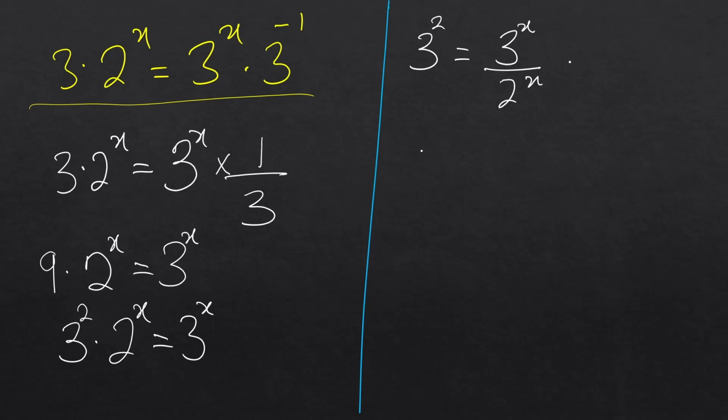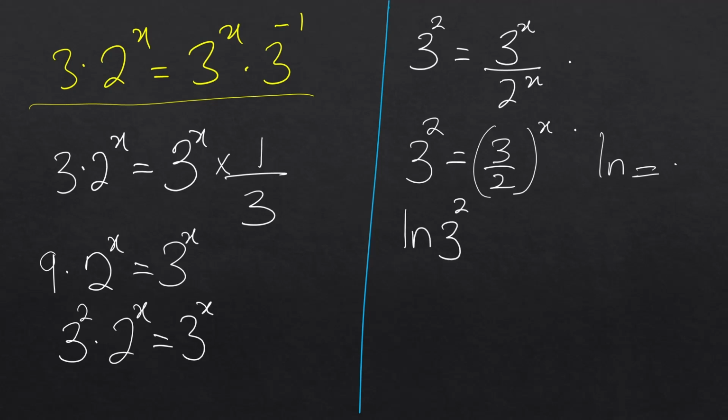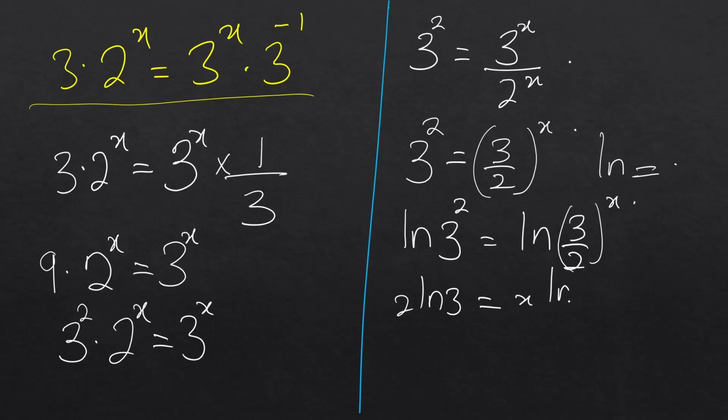If you have this kind of thing, it can also be written as 3 over 2 all raised to power x. At this point, this x is at the top. It has to come down. To do that, I'm going to use logarithms. I'm going to use ln, which is natural logarithm. So in that case, I'm going to have ln 3 raised to 2 is equal to ln of 3 over 2 all raised to x. So this is going to be 2 ln 3 is equal to x ln 3 over 2.